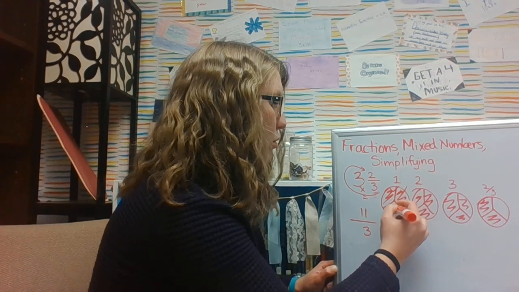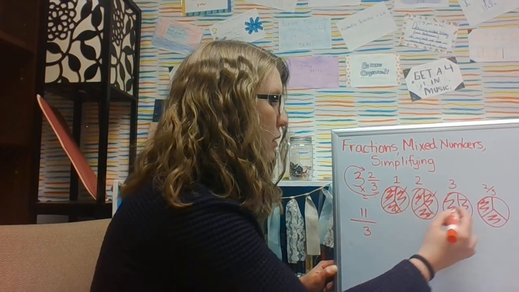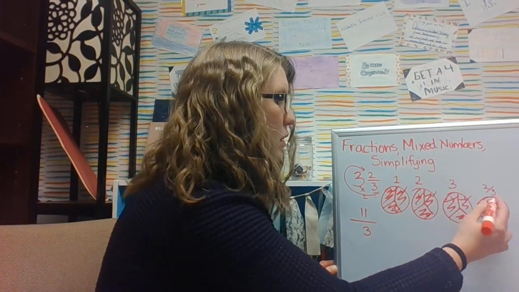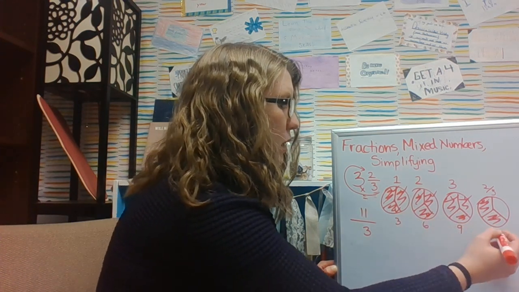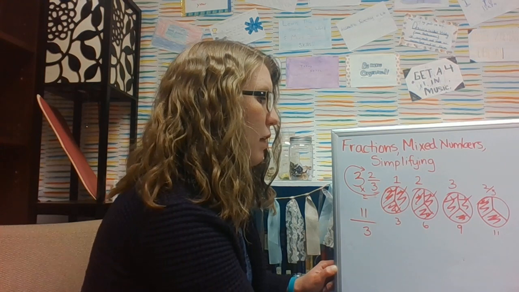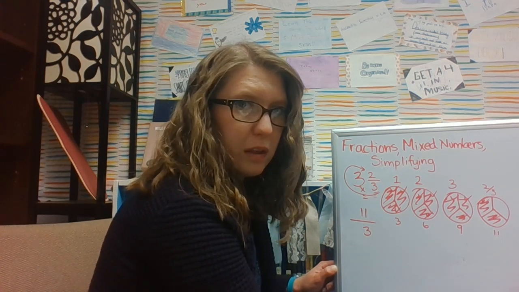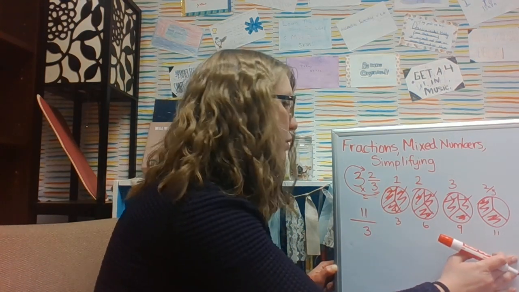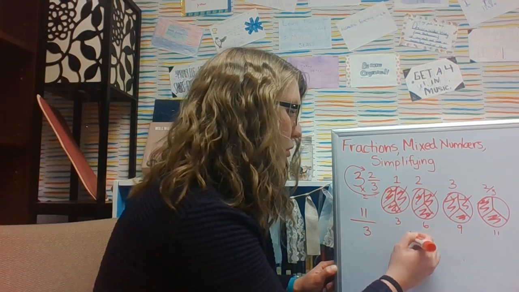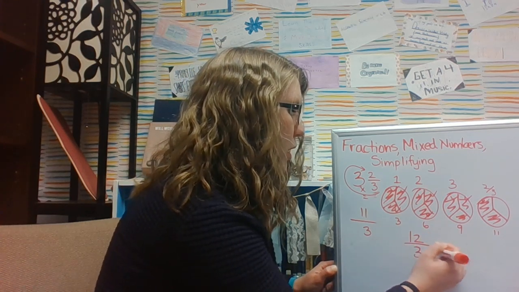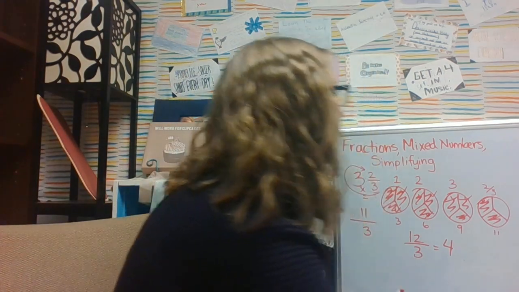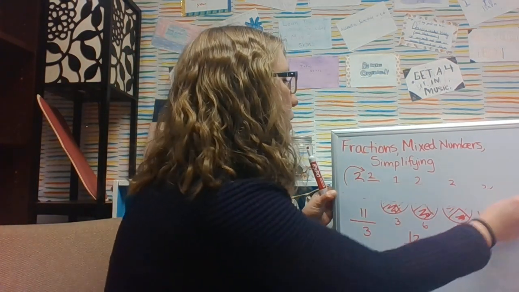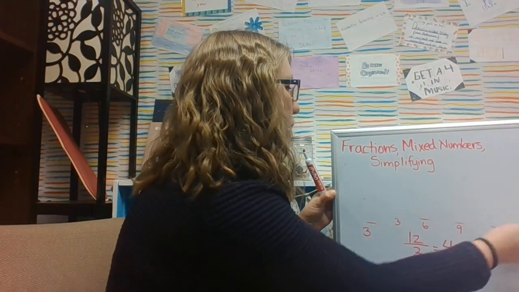I have 1, 2, 3, 4, 5, 6, 7, 8, 9, 10, 11. So once again, I have 3, 6, 9, and then get to 11 when I add those extra 2 pieces. If I had 4 holes, that would be 12, because 12 divided by 3 equals 4. So that's how I look at those mixed numbers turning into improper fractions.